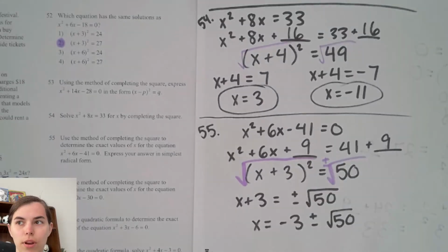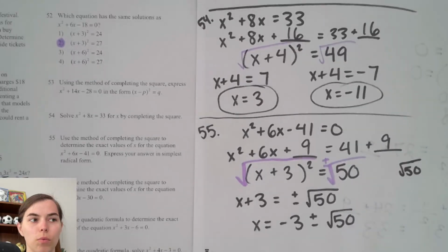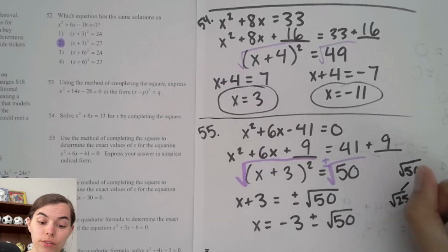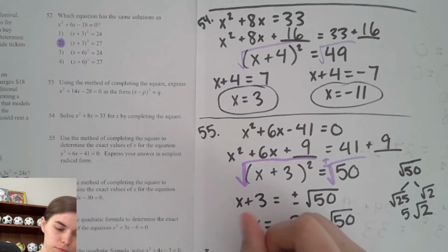And they want it in simplest radical form, so let's remember how to simplify square root of 50. We have to think what perfect square is inside of 50. 25. So this 50 is 25 times 2. So square root of 50 is square root of 25 times square root of 2. Square root of 25, though, is 5. So this is our simplified radical. Now let's just put that back in for the square root of 50, and that will give us our final answer.